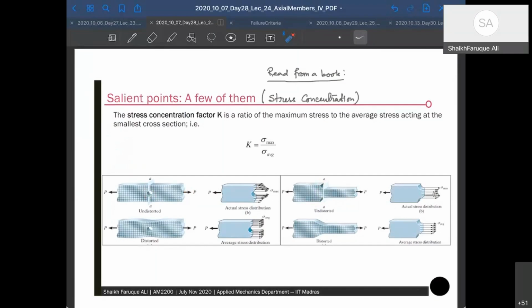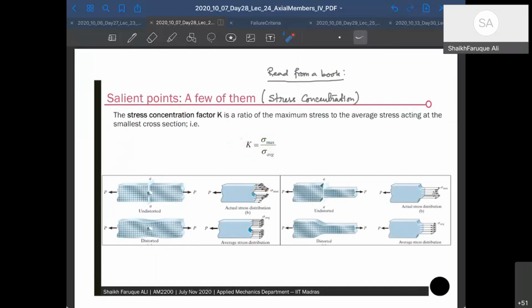The stresses will be quite higher than your average stresses. So we have something called the stress concentration factor, K, which is the ratio of sigma max by sigma average. Sigma average is your normal stress that you get from your calculations, right? So at any point, if you want to find the maximum stress, you have to multiply that stress with this stress concentration factor. That's why stress concentration factors are very important, because it gives you the maximum stress that can happen near any change in cross section, near any hole in a material.